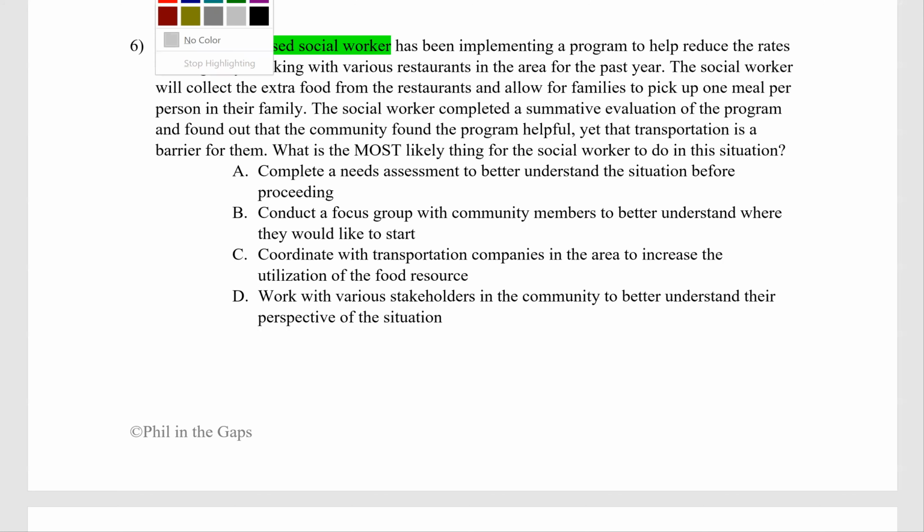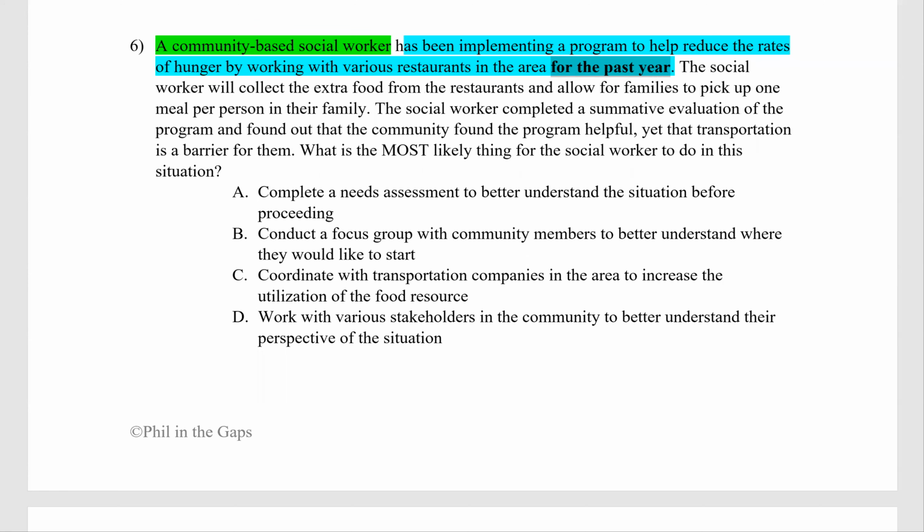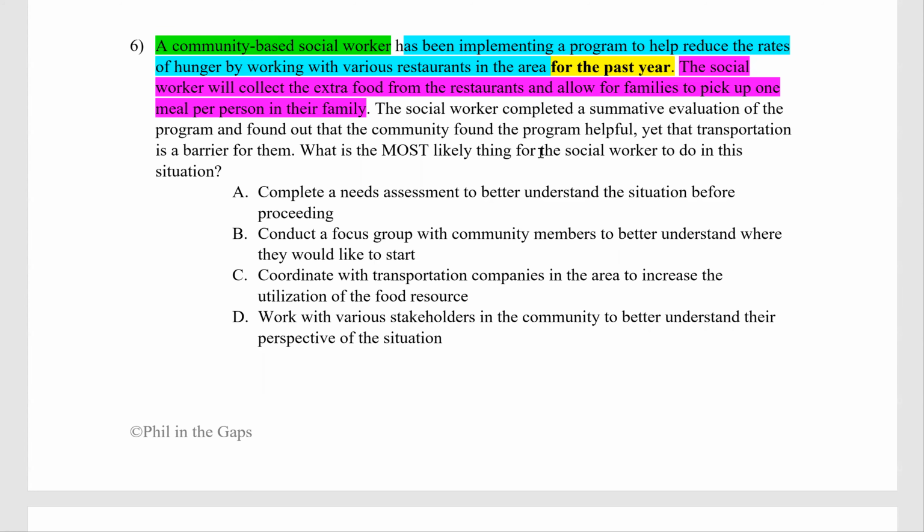We're a community-based social worker, so that's who we are and what our role is. We've been implementing a program to help reduce the rates of hunger by working with the various restaurants in the area for the past year. Any length of time, hop on top of it because it paints the picture of what we're looking at this given moment. So it's an established program so far. The social worker will collect extra food from restaurants and allow for families to pick up one meal per person in their family. So it helps supplement food in the community.